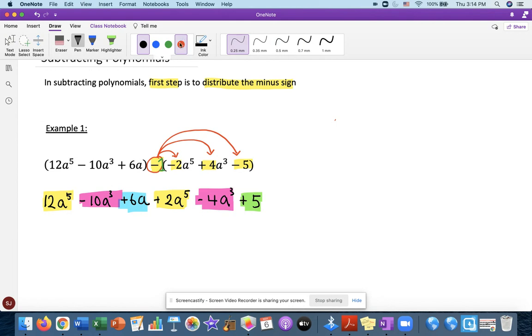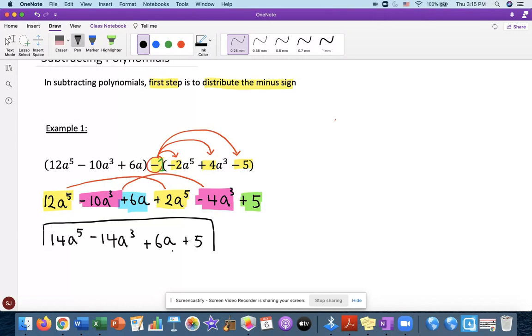So let's go ahead and combine the matching terms. Here, that's our first matching term, 12a to the fifth plus 2a to the fifth, which gives us 14a to the power of 5. Next, we have negative 10a cubed minus 4a cubed, which gives us negative 14a cubed. Next, we have our 6a, which doesn't have a matching term, so it's by itself. And lastly, the constant of 5. And now we are finished.